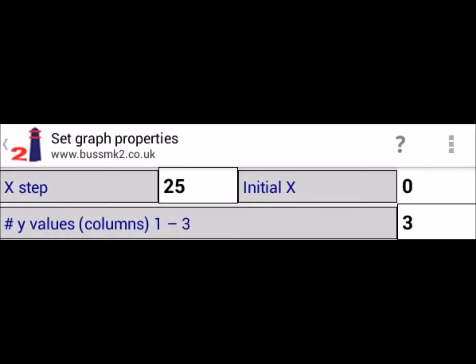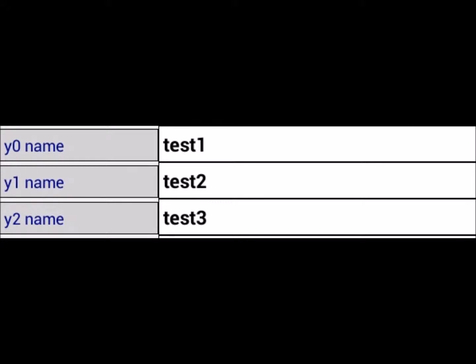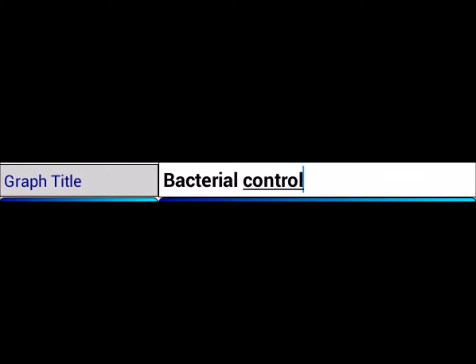This means we will not need to enter the X value each time. We are going to enter results for 3 tests, so the number of Y values is 3. The name of X is percentage concentration, the name of Y0 is test 1, Y1 is test 2, and Y2 is test 3. The Y-axis caption is number of bacterial colonies, and the graph title is bacterial control. We can choose the names we want. They are displayed on the graph, so choose meaningful ones.